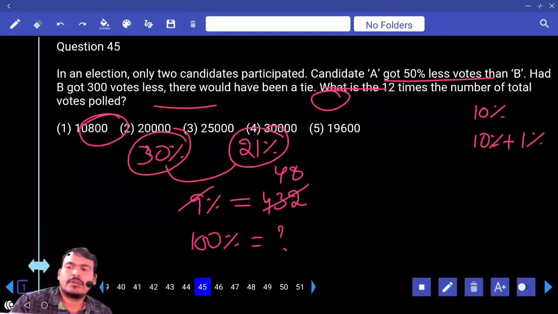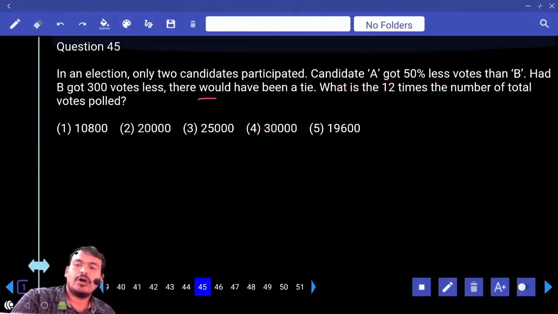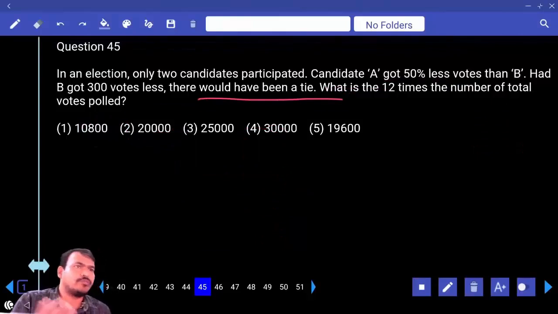Next, question number 45. In an election, only 2 candidates participated. Candidate A got 50% fewer votes than B. If B got 300 votes fewer, there would have been a tie. What is 12 times the number of total votes polled? Here there would have been a tie. Tie means each one received the same votes.